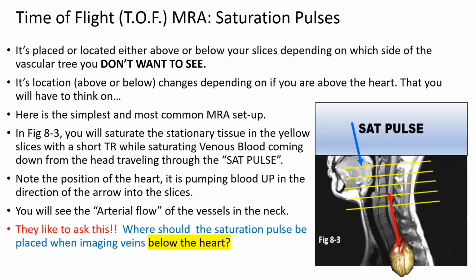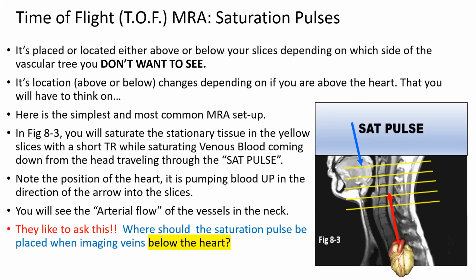Venous blood is coming down through the SAT pulse, so it's getting hit with an RF before it even gets into the slice. And then the slice gives it a double whammy and it gets another RF pulse and it turns dark because now it's saturated. Even though it's flowing, it got pre-excited. That's why sometimes the SAT pulses are called pre-SATs. So you're going to put the RF pulse on the side of the blood you don't want to see. That's nice and easy in the carotids, okay?